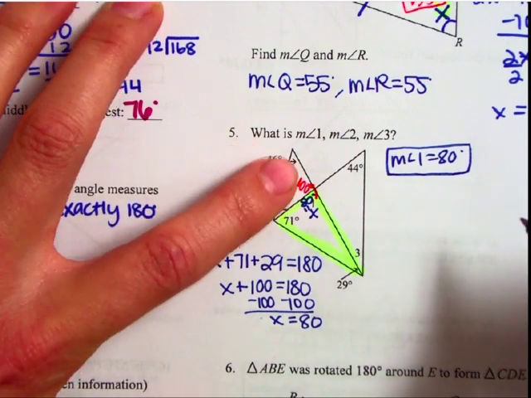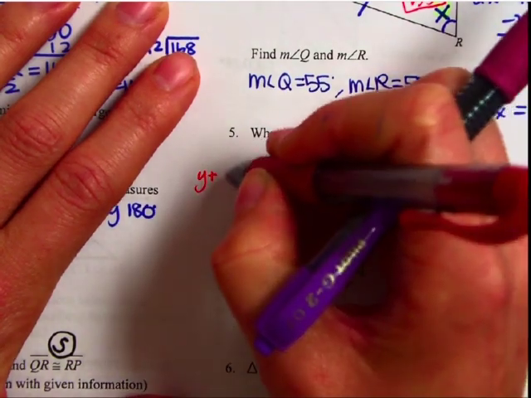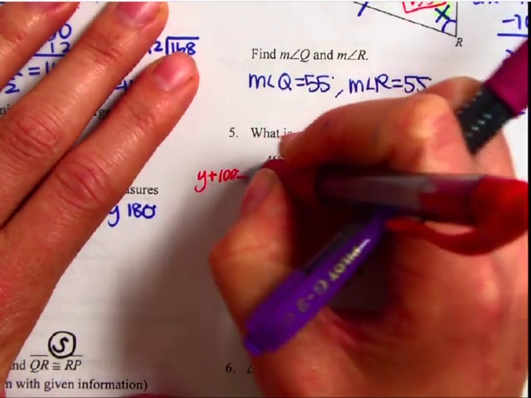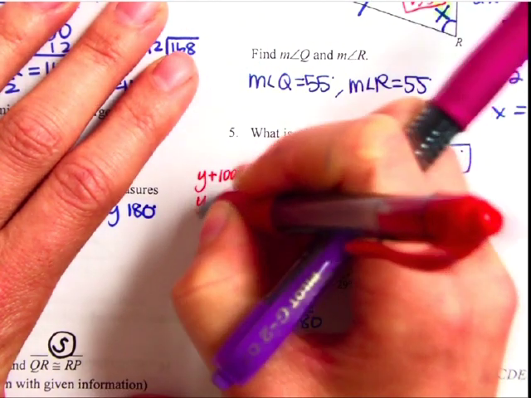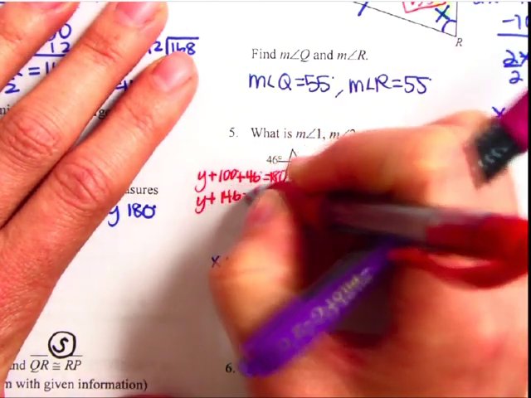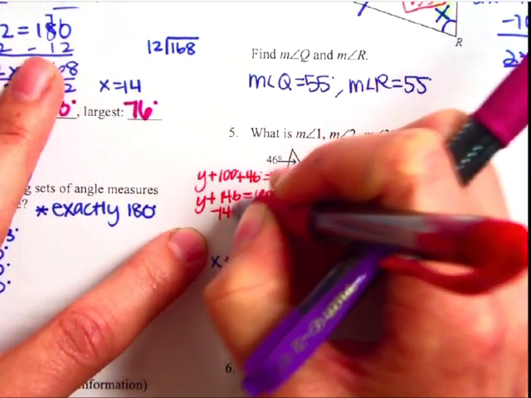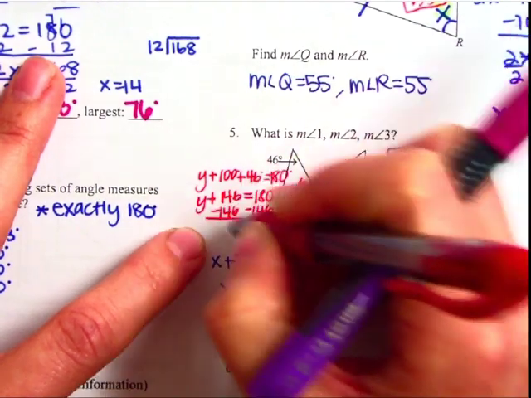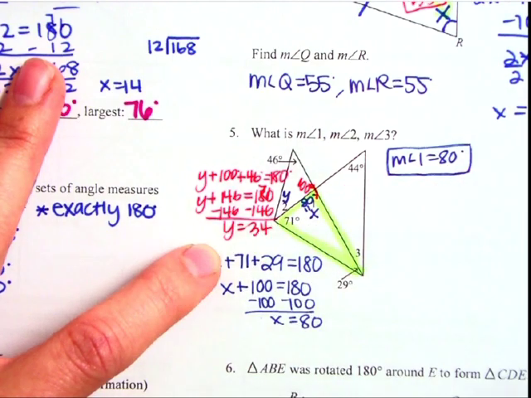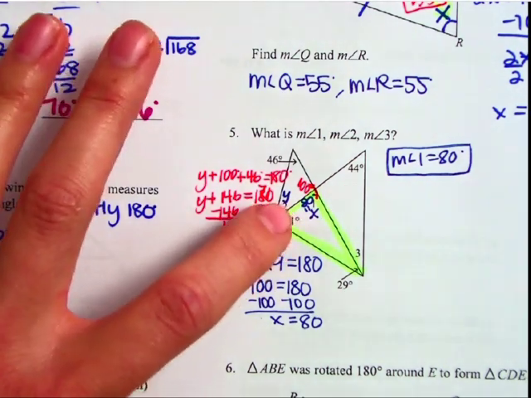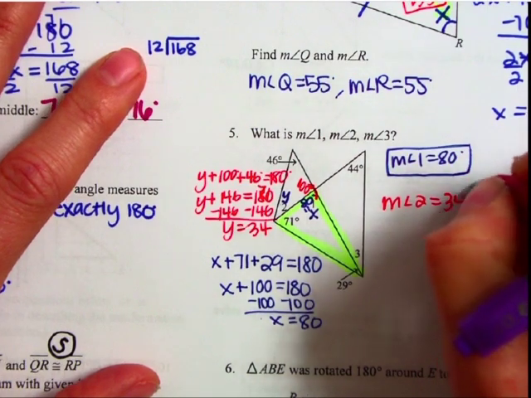So now I have enough information to solve for y. I have y plus 100 degrees plus 46 degrees equals 180 degrees. So combining like terms, adding 100 and 46 is 146. And then solving here, y is equal to 34 degrees. So that's telling me right here, angle 2 is 34 degrees.